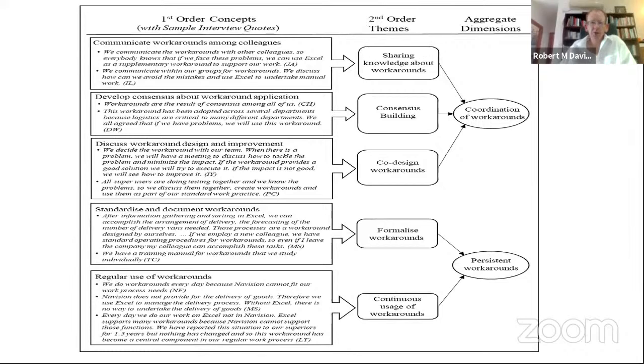And I was not able to find any literature about coordination of workarounds or about persistent workarounds. It simply doesn't exist. I can't find those sources. So this is my contribution to knowledge, two new constructs, which we need to do more studies about.